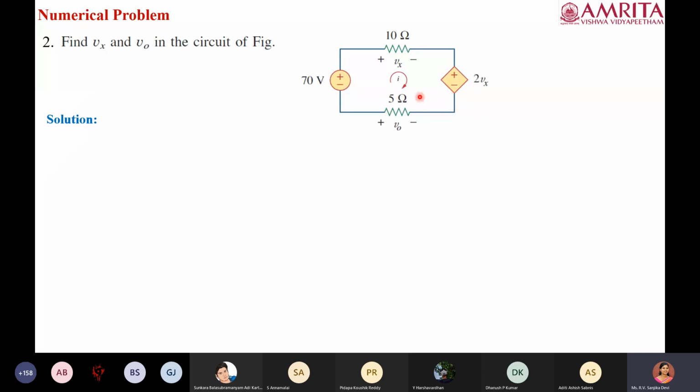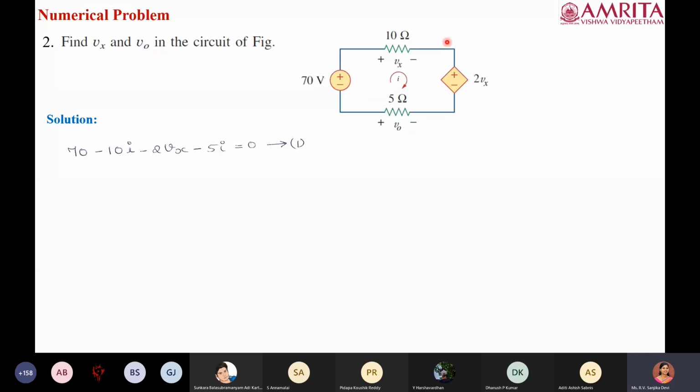For the fourth element, forget about the convention they have already given. The current is entering the 5 ohm and coming out, so there will definitely be a voltage drop. So it is minus 5I equal to 0. That will be the first equation.